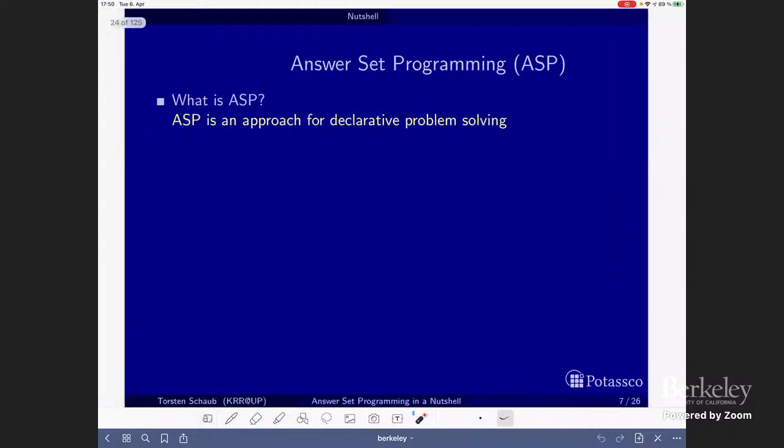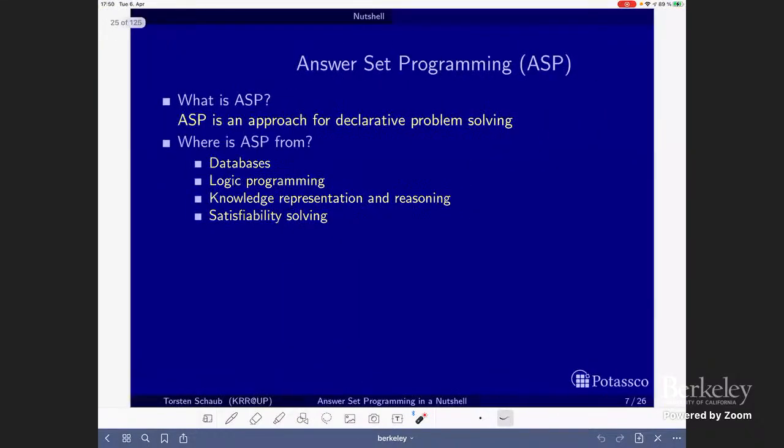Good. So this is what ASP is about, and where does it come from? Well, one could say ASP has four mothers. I think the very basic form of ASP is databases, deductive databases. Then, of course, where really the stable model semantics and all came from is logic programming, where people looked at the declarative semantics for Prolog, semantics for logic programs that is independent of an execution model.